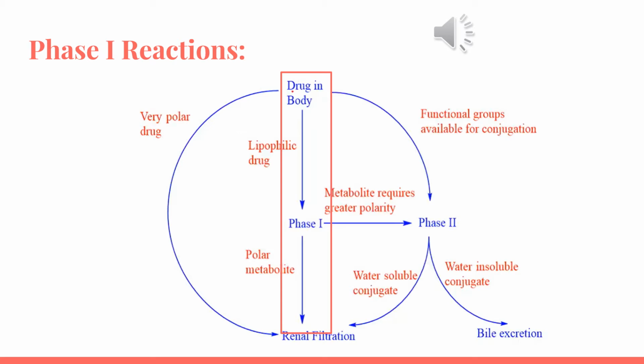The enzymes involved are mainly non-specific and seen in the liver as CYP450 or in the gut wall, plasma, and other tissues. For example, we have the amidases and esterases.